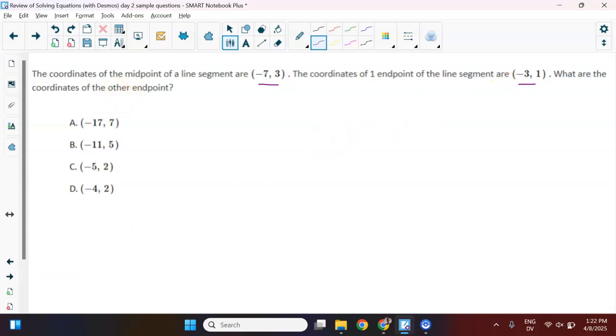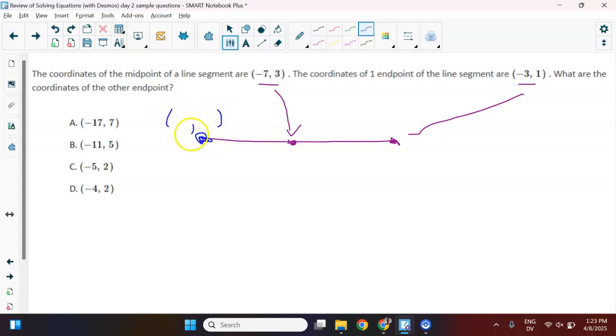Okay, so just roughly speaking, they give us the midpoint, that's like this one, and then they give us one of the endpoints. Sorry, this is looking kind of terrible, but our job is to find the coordinates of the other endpoint over here. So what are the x, y here? And I'm just going to do it visually with Desmos.